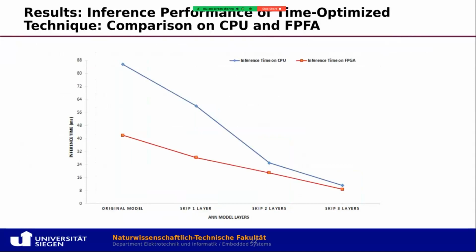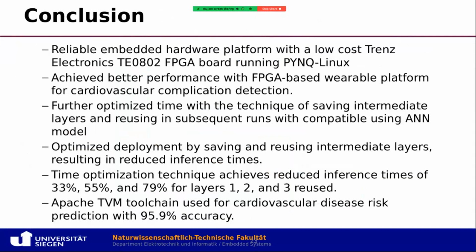We can also see from the trend that the CPU actually took longer to give us our inference time compared to the FPGA. So in summary, our approach gave us a very good result with the TE0802 compared to its counterpart, low-cost FPGAs. And then we could actually save intermediate layers and reuse those parameters in subsequent runs.